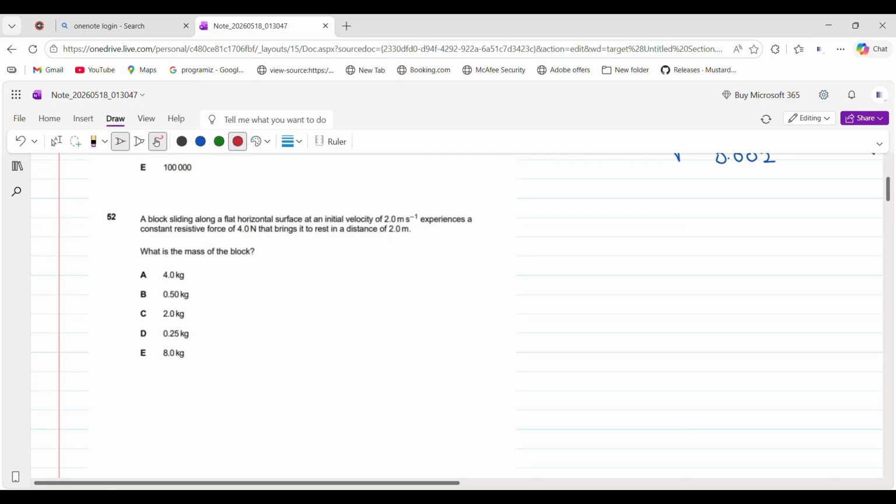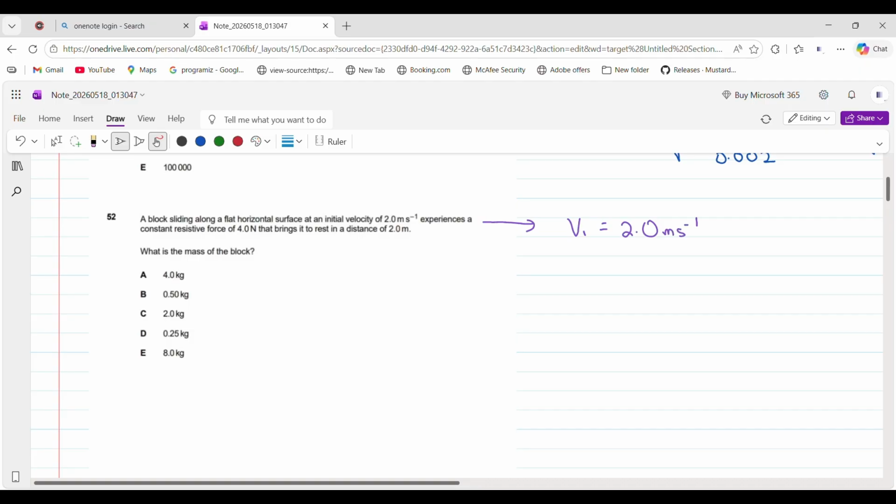It's the 52nd question and it is of physics. A block sliding along a flat horizontal surface at an initial velocity. So basically whatever data you are reading, I told you in the previous videos as well, you just have to copy that down. So what data have we come across right now? Initial velocity first. So initial velocity, vi, is 2.0 meter per second.